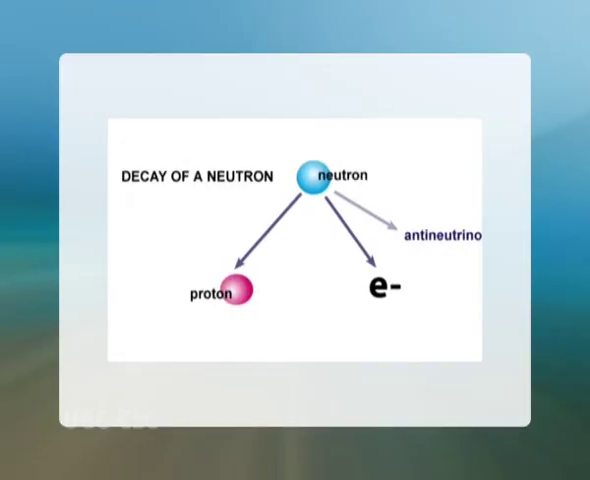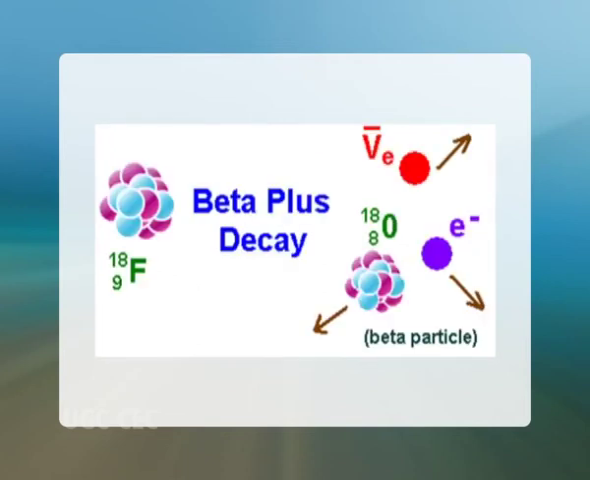In beta minus decay, a neutron decays into a proton, an electron, and an antineutrino. In beta plus decay, a proton decays into a neutron, a positron, and a neutrino. Both reactions occur in order to move the product closer to the region of stability. These particular reactions take place because conservation laws are obeyed.